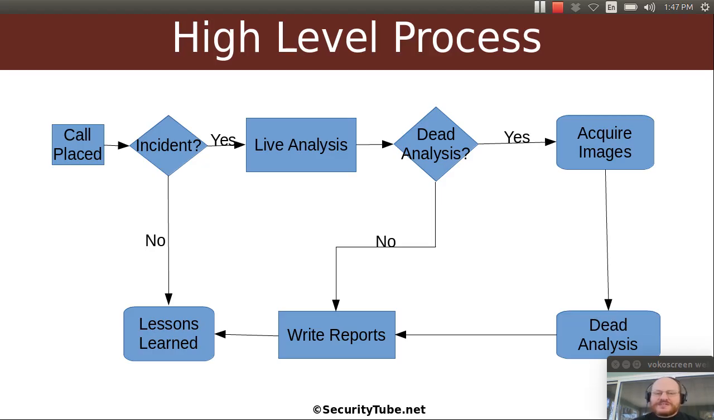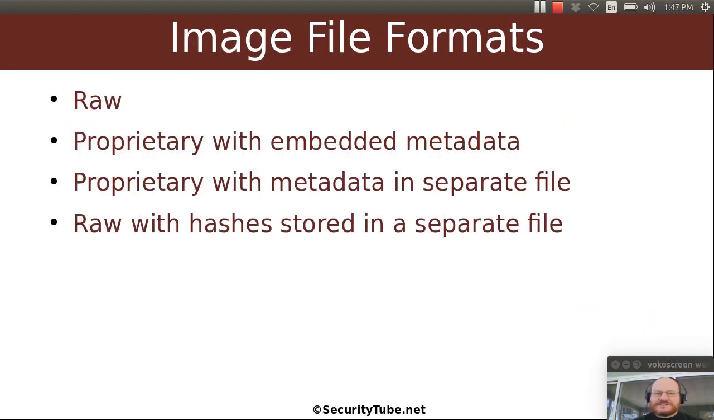If you're going to take an image, the first thing you have to decide is what format that image will be. There are a couple of different choices for image file formats. The easiest one is RAW. RAW is nothing but all of the bytes from the file system compacted together in one big block. So a RAW image will be exactly the same size as the media.